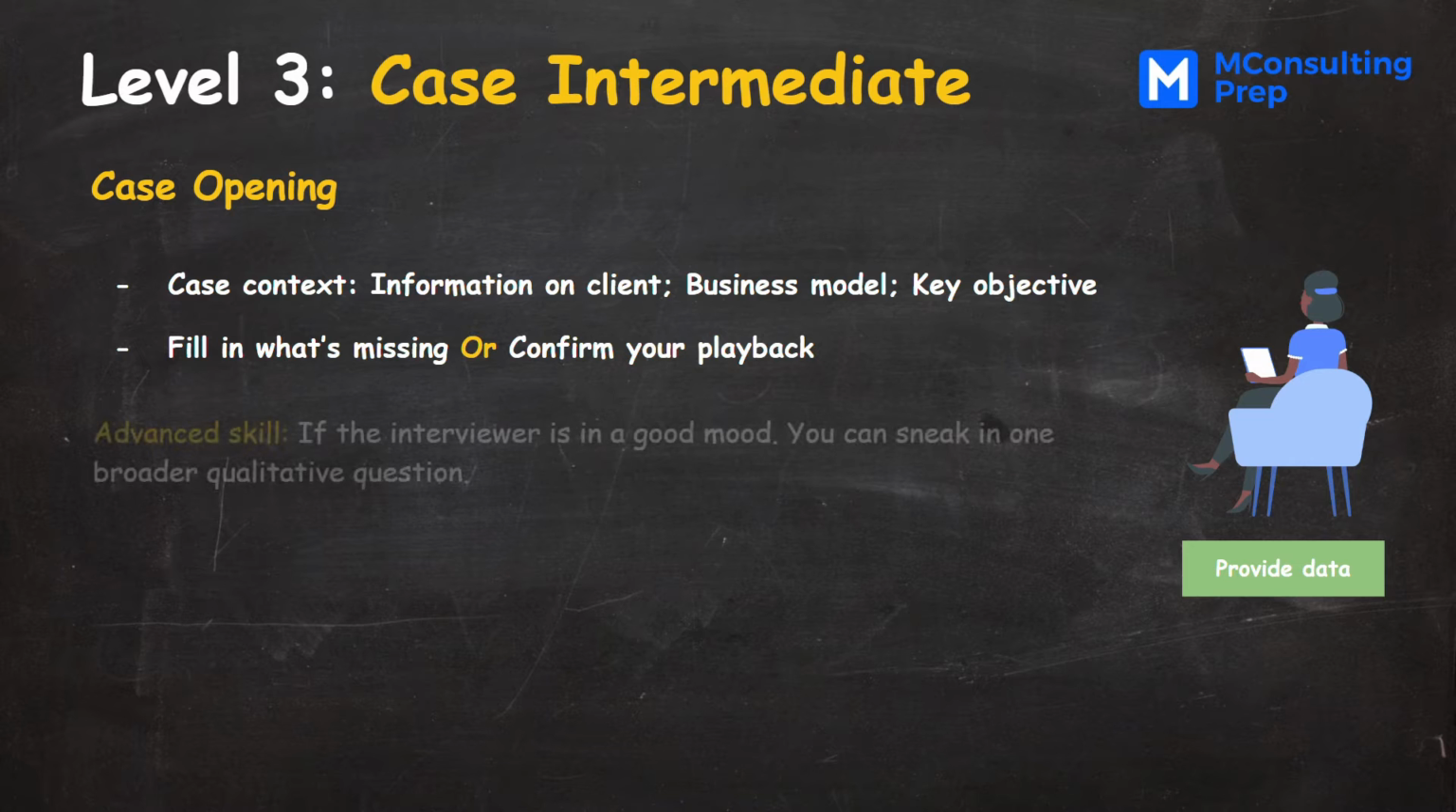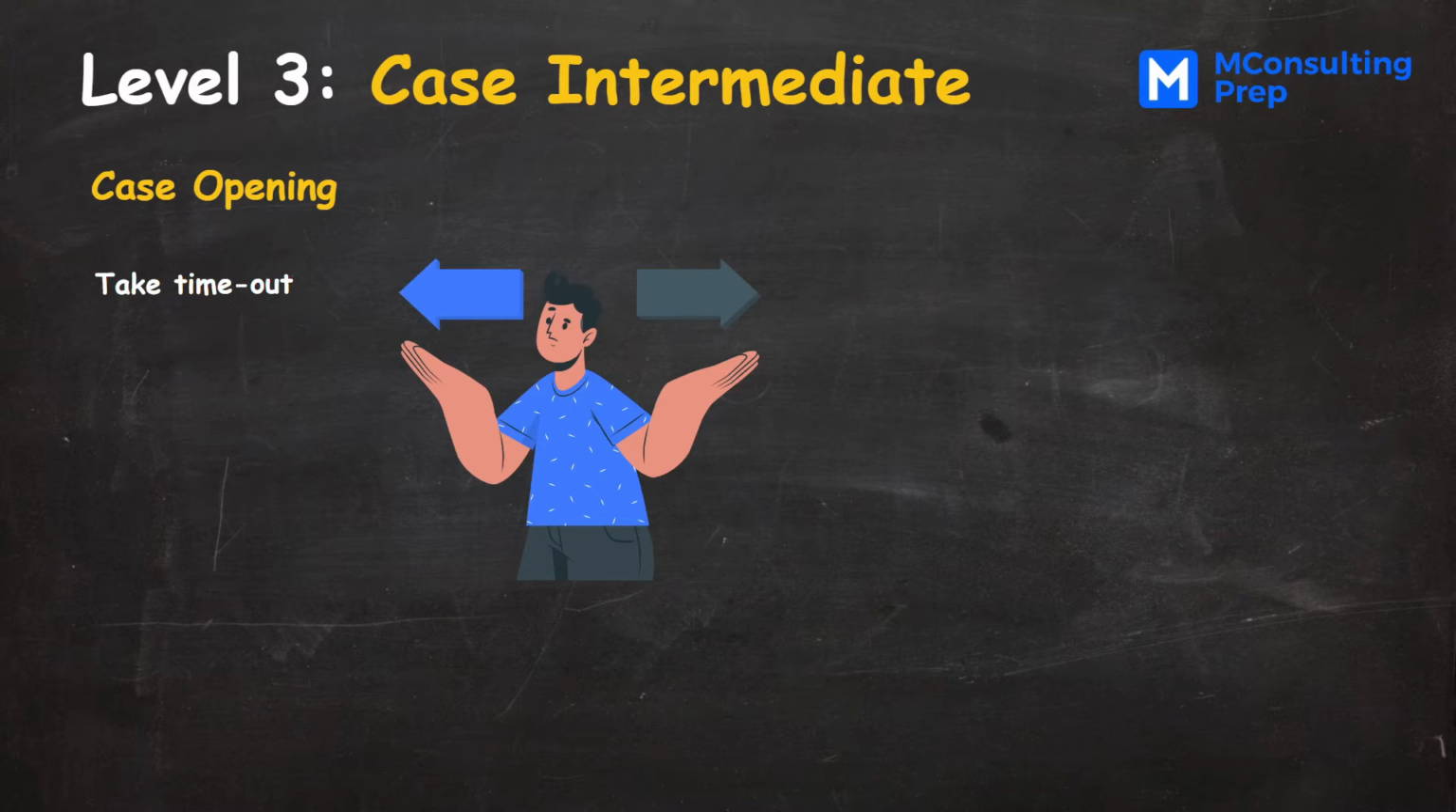Also, during this step, I often read the interviewer. If he/she is in a good mood, I would sneak in one broader qualitative question to get some extra data to better position myself for the upcoming battle. But this is a very advanced skill. More about that in Level 4. At this point, you should have a very good idea about what the problem is.